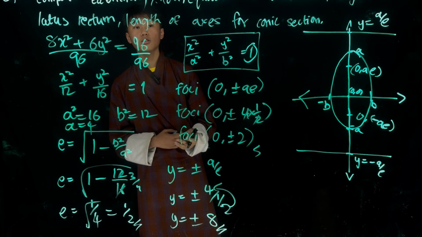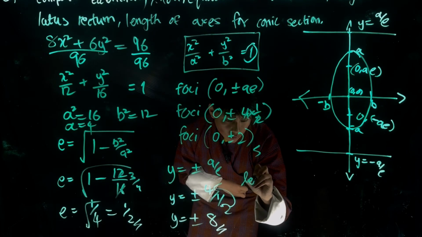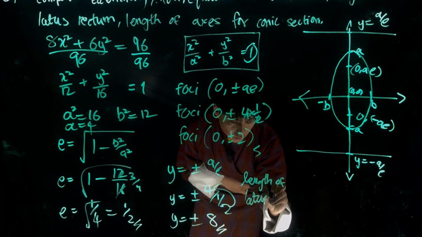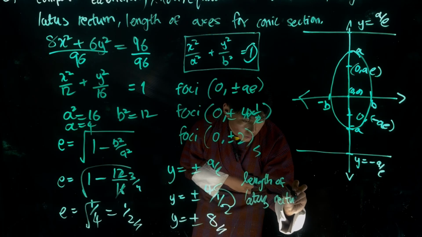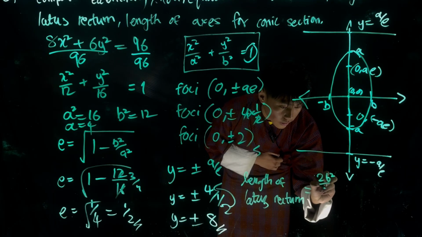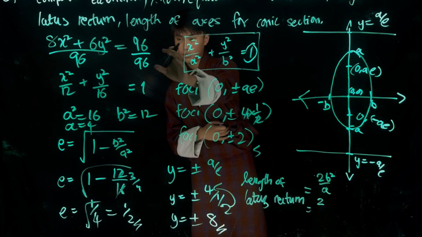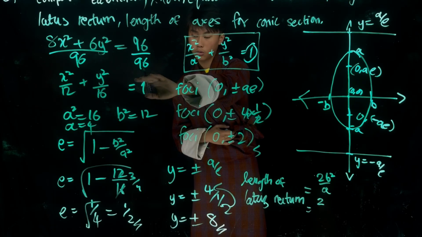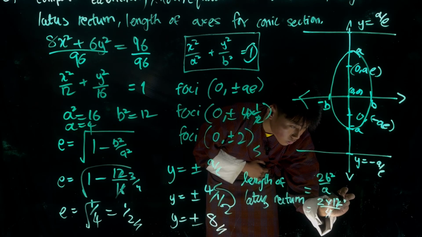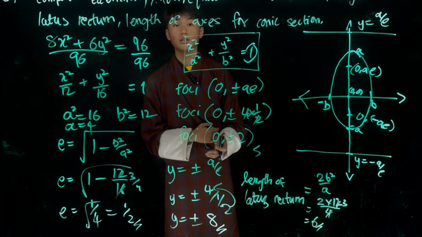Okay, now we have the foci, eccentricity, and the equation of the directrices. Next, we have to find the length of the latus rectum. It can be found by the formula 2b square by a. We get b square from the equation that we have made: 2 times 12 divided by 4, which is 6. So the length of the latus rectum will be equal to 6 units.